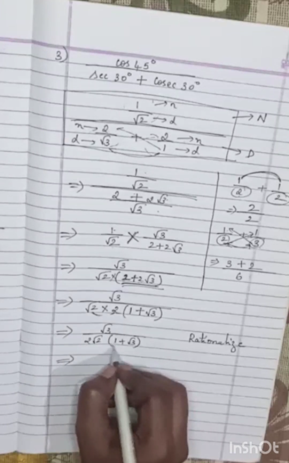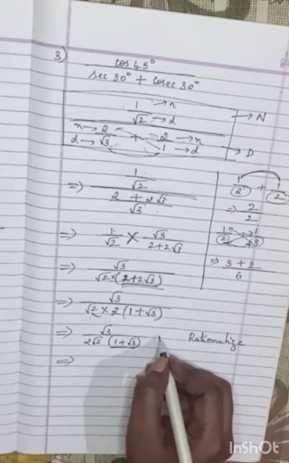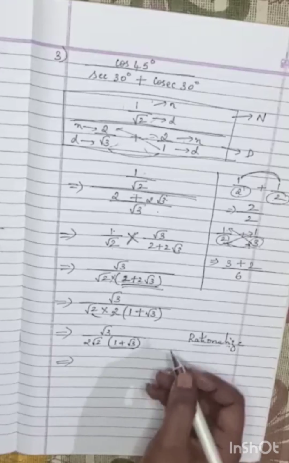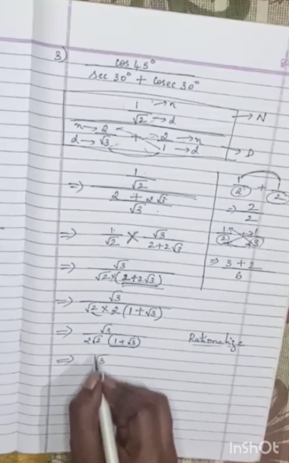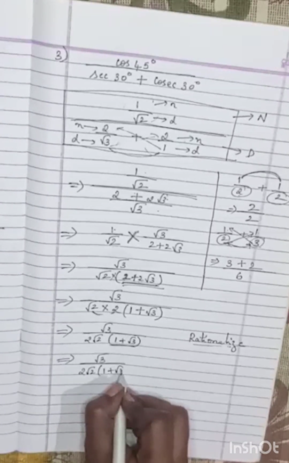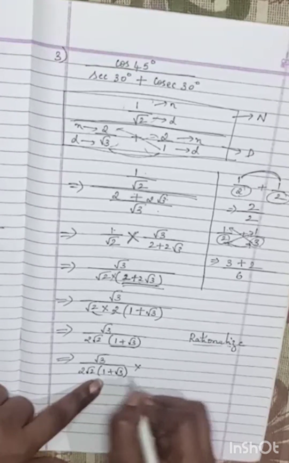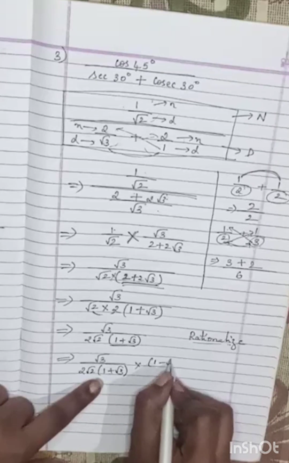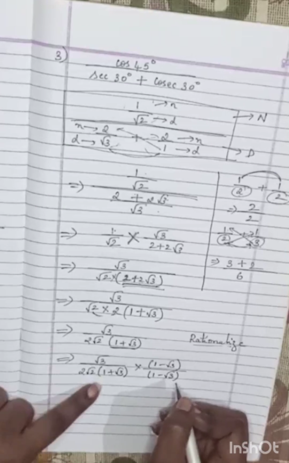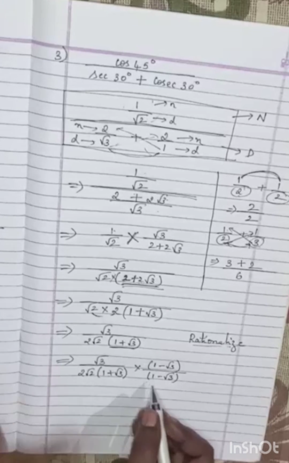So now this 1 plus root 3 we have will be multiplied with numerator and denominator, but since we are rationalizing, the sign will change. I'll show you. We'll write root 3 by 2 root 2 into 1 plus root 3 as it is, but for rationalization we'll take this 1 plus root 3 with the sign changed. 1 minus root 3 will get multiplied to the numerator. Same thing, 1 minus root 3 will get multiplied to the denominator also. Understood how to rationalize?